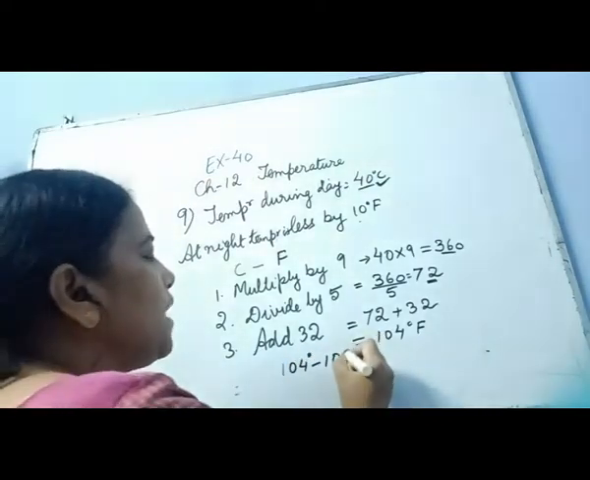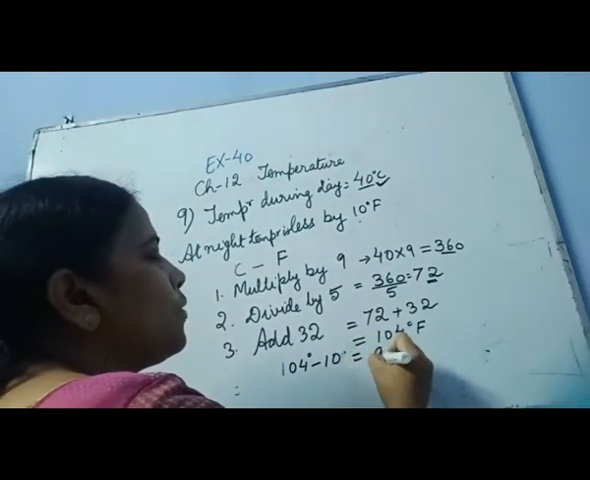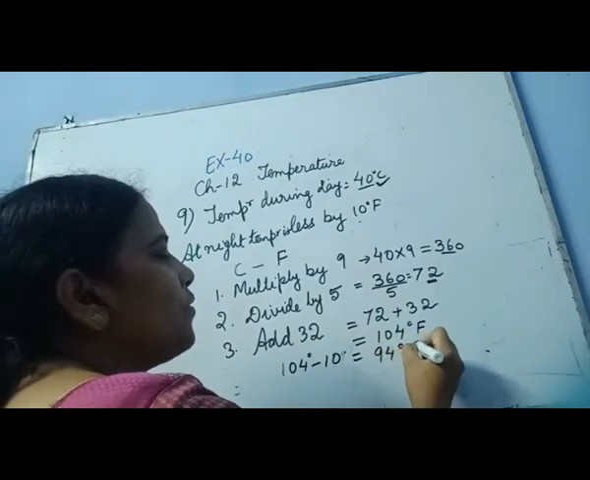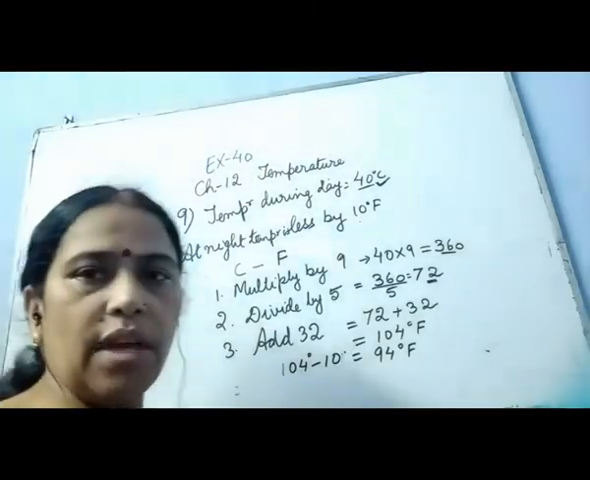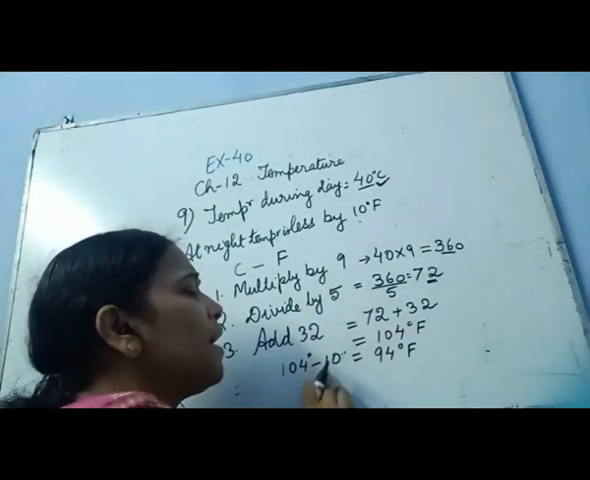Okay, 10 from 104. What we will get? We will get 94 degree Fahrenheit. So 94 degree Fahrenheit, how we have got it? Why we have done this?